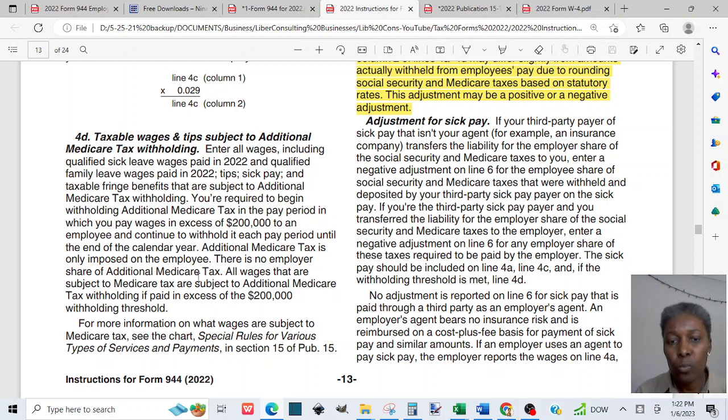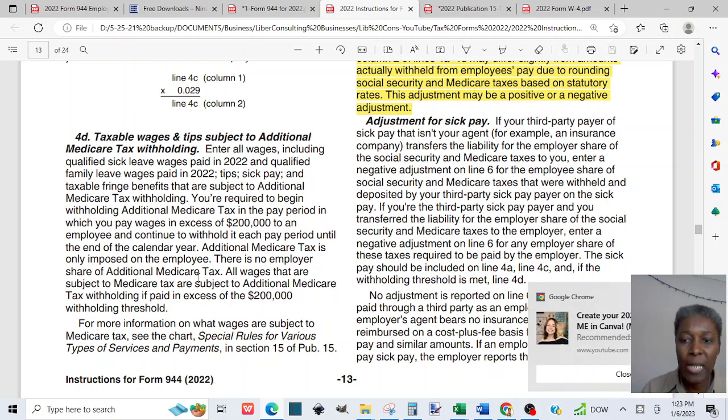But you, the employer, only pay 1.45% on that excess salary above 200. You, the employer, will continue to pay Medicare tax on salary above $200,000 as well, but you only pay 1.45%, while for the employee you will withhold 1.45% and 0.9%.